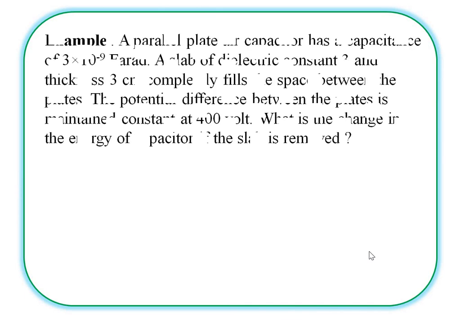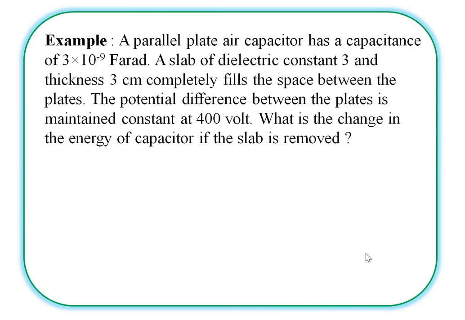So let's see one example. A parallel plate air capacitor has a capacitance of 3 into 10 raised to minus 9 farad. A slab of dielectric constant 3 and thickness 3 cm completely fills the space between the plates. The potential difference between the plates is maintained constant at 400 volt. What is the change in the energy of the capacitor if the slab is removed?